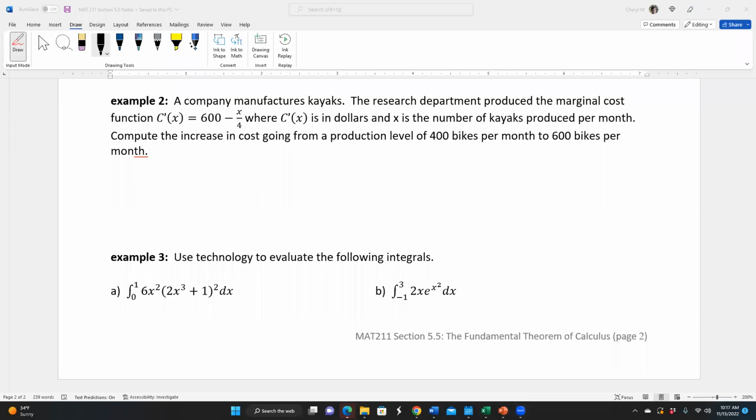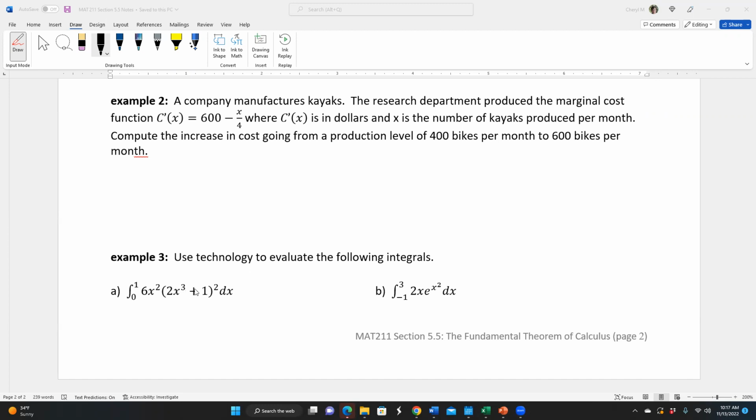In this video, we're going to look at how to use technology to evaluate integrals in our section on the fundamental theorem of calculus. Now, before we do that, let's check it so we can make sure it's correct. In example 3a, it wants us to integrate from 0 to 1, 6x squared times (2x cubed plus 1) squared. This is a great opportunity for us to practice our substitution integration process.